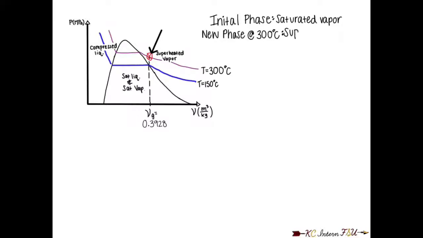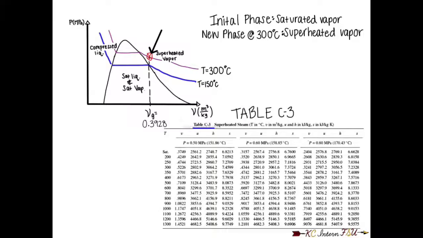It intersects in the superheated vapor section, meaning our new phase is superheated vapor. Taking a look at table C3 for superheated vapor, we will locate a specific volume close to our value. At a temperature of 300 degrees Celsius, our specific volume falls between 0.4344 and 0.3241. We will interpolate next to find u2.